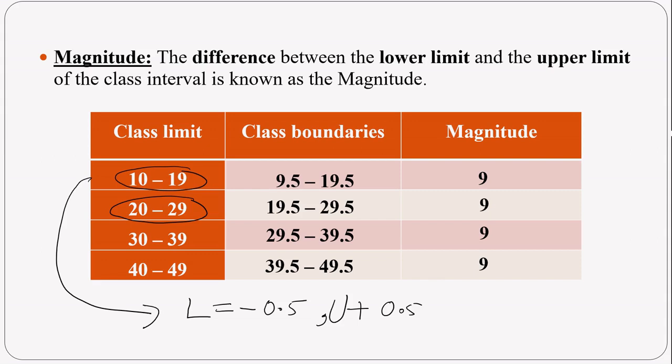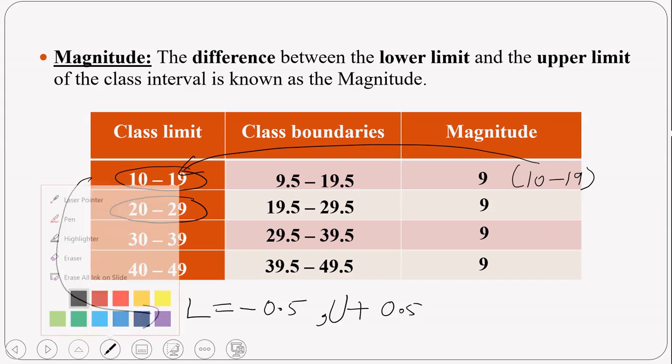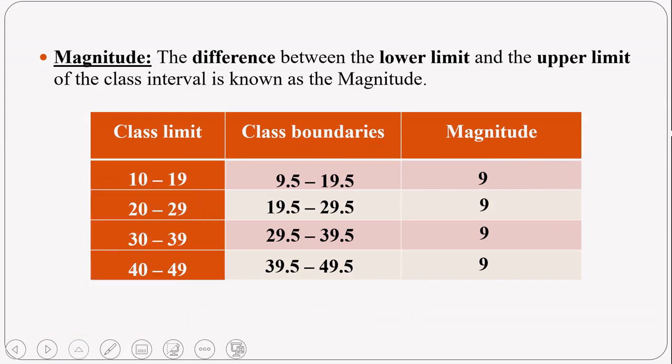How to find magnitude? What do you need to do? 10 minus 19. What is this 10 minus 19? The class interval. Can you see the class interval? From here only we are trying to find the magnitude. I hope this simple example is clear. Let me erase for you. So this is the answer. You need to calculate with regard to class boundaries and magnitude. I hope this simple example is clear.